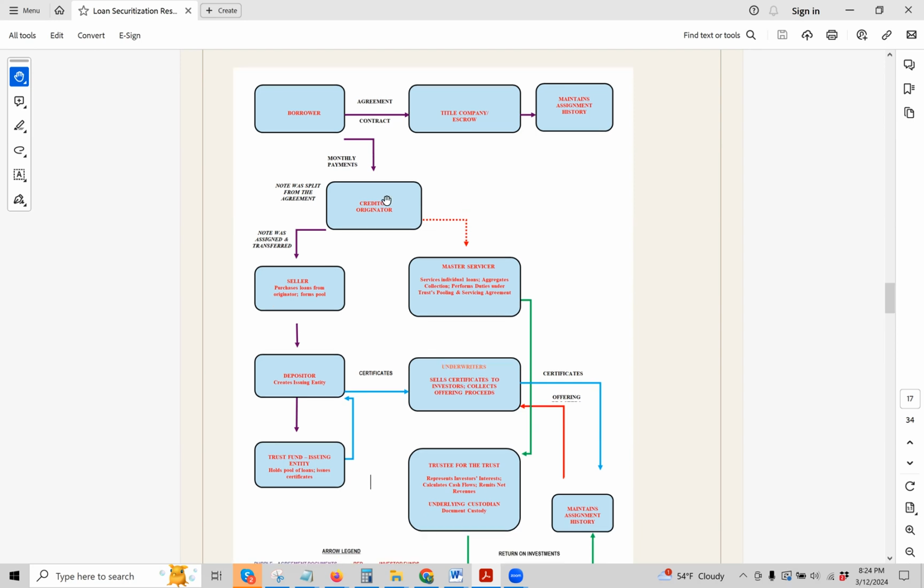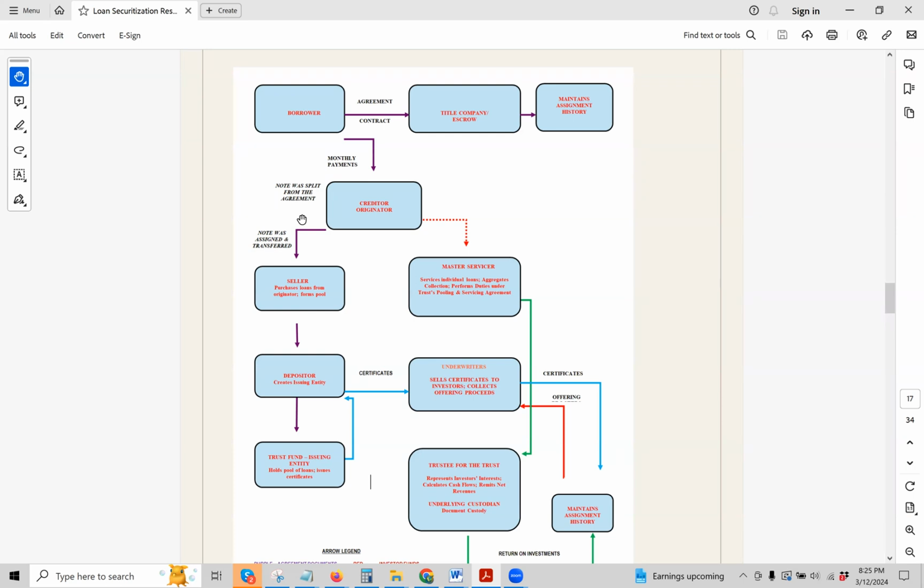And so this graph shows you the creditor or the originator. The monthly payments go there. Obviously, the creditor originator is going to be the bank or the lender that the borrower has the loan with. Okay. And then when you see here, this is an important note on the left-hand side. It says the note was split from the agreement. So keep that in mind. This is where you see the splitting of the note.